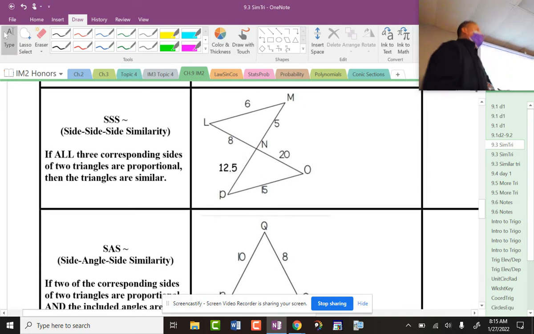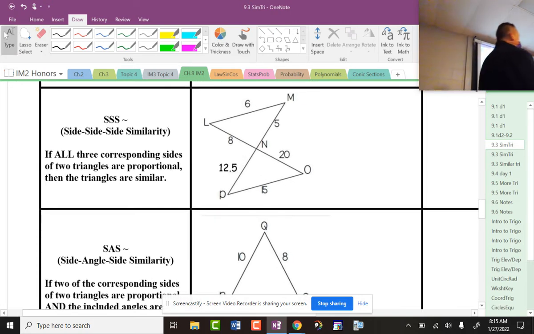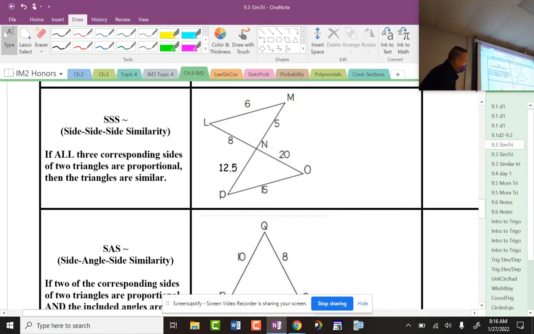Okay, next one does coincide with the SSS equality of two triangles. But in this case, SSS similarity has to be that all three corresponding sides of two triangles are not equal, they're proportional. And if that's the case, then the triangles can be said to be similar. So what you need to do is prove this.